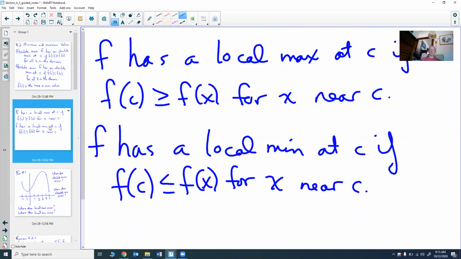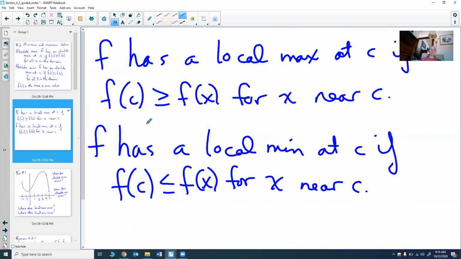So another concept we need to talk about is what is called a local max. F has a local max at c if f of c is bigger than or equal to f of x when x is near c. And f has a local min at c if, sorry, if f of c is less than or equal to f of x for x near c again. So let's talk about the difference between this absolute and this local.